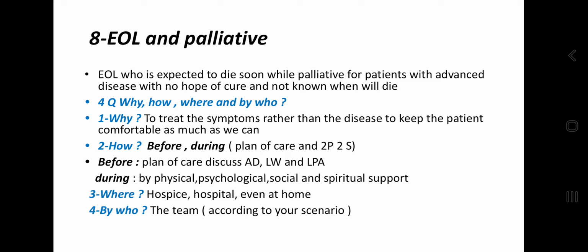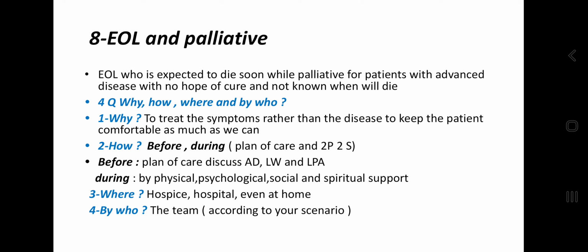End of life care and palliative care. End of life care is for patients who are expected to die soon, while palliative care is for patients with advanced disease with no hope of cure and not known exactly when they will die. Four questions: why, how, where, and by whom. Why end of life care or palliative? Because we are treating the symptoms rather than the disease, to keep the patient as comfortable as we can. How? Before the plan of care, you have to discuss advanced directive, living will, and lasting power of attorney.